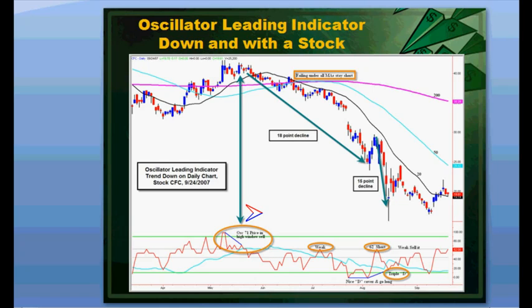Okay, again, this is a daily chart. So you're getting an idea of how it works on anything. This just happened to be my favorite short, and I wanted to see how it worked, and it worked. So I put it in the book.